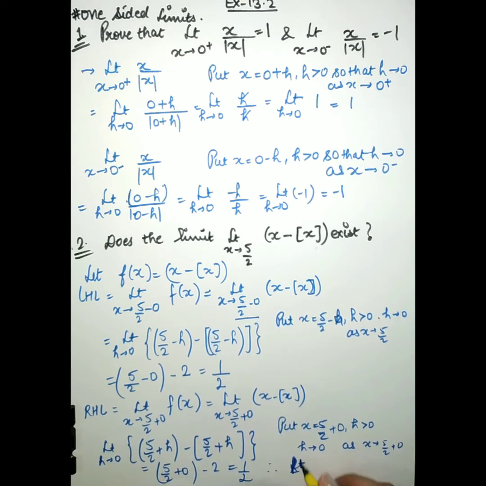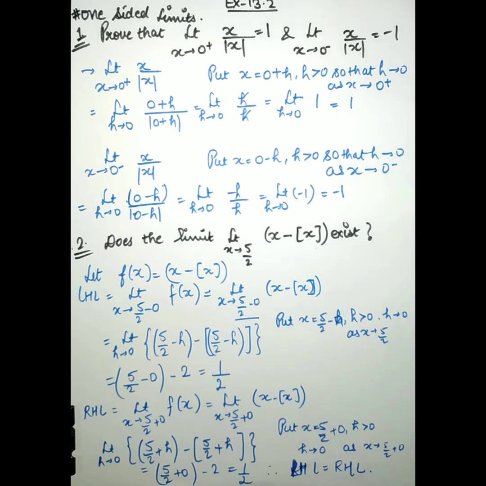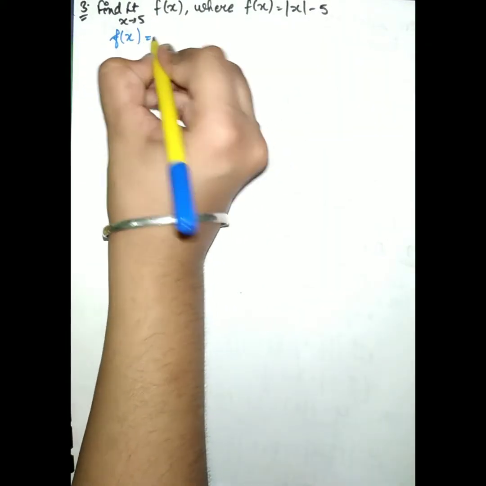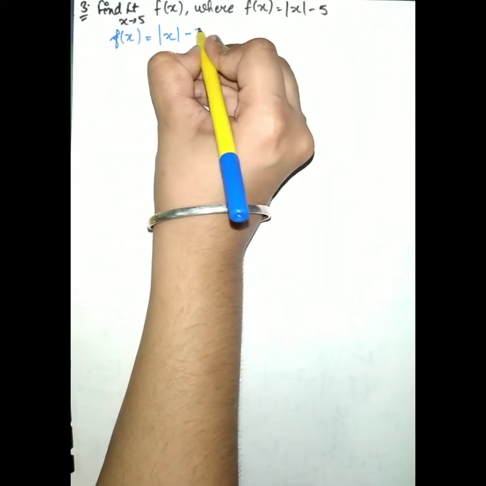Therefore left hand limit is equal to right hand limit. Therefore the limit of f of x exists and it will be equal to half. Third question is, find limit x approaches 5 of f of x, where f of x is equal to mod of x minus 5. Now it is given f of x is equal to mod of x minus 5.